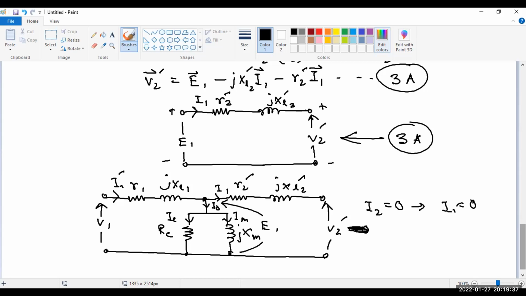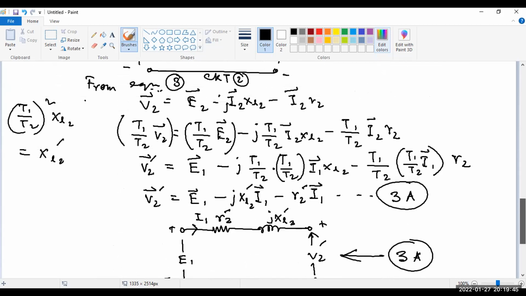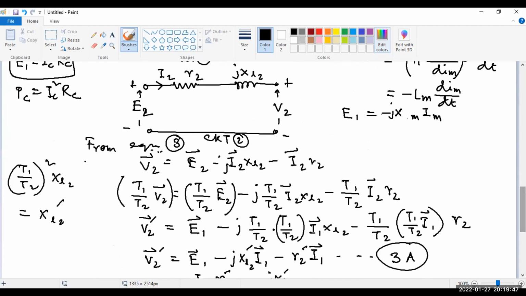By multiplying with the turns ratio square. You see, okay, so today I don't have any time. So I can discuss. You just give me 5 minutes. Suppose the primary is low voltage and secondary is high voltage. This is a step up transformer.